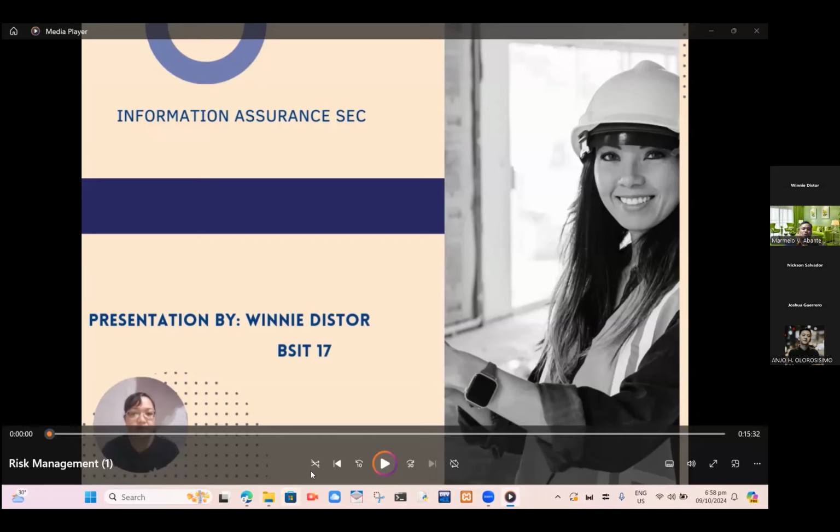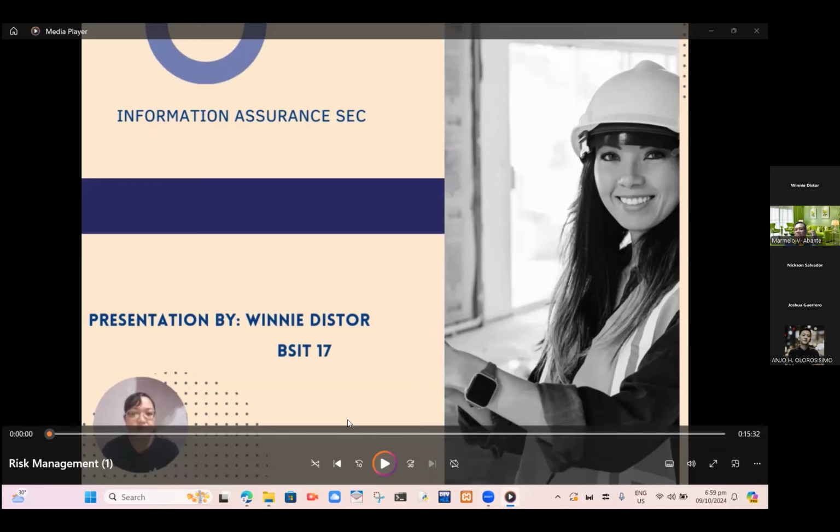So for today, we're going to discuss risk management, particularly in information assurance and security. Now, risk management in information assurance security involves identifying, assessing, and prioritizing risk to an organization's information asset. It aims to minimize the impact of potential threats while ensuring the continuity of operations.